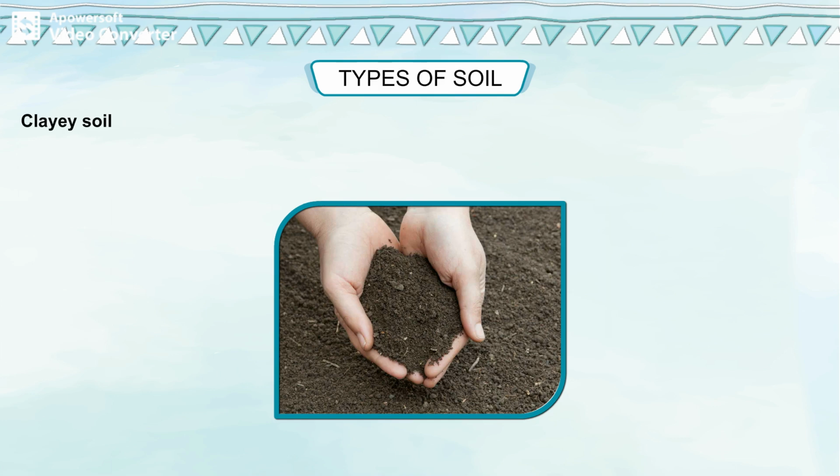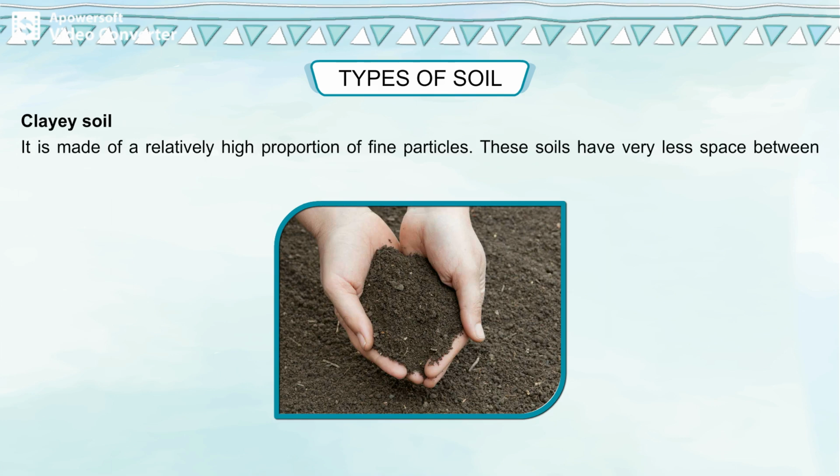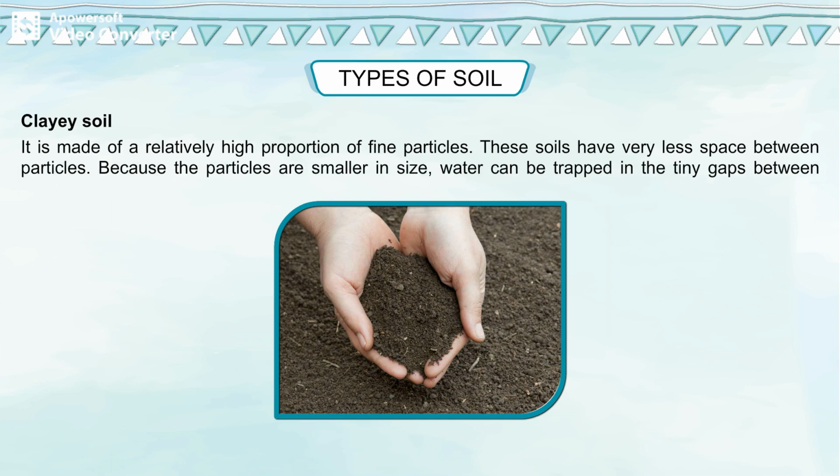Clay soil. It is made of a relatively high proportion of fine particles. These soils have very little space between particles. Because the particles are smaller in size, water can be trapped in the tiny gaps between them. Clay soils are heavy and can hold more water.